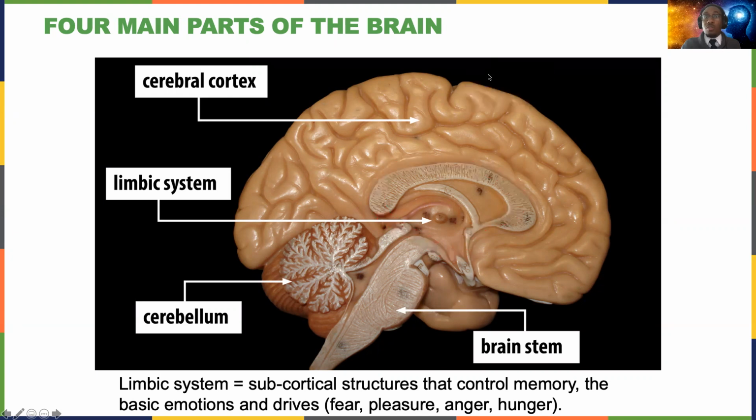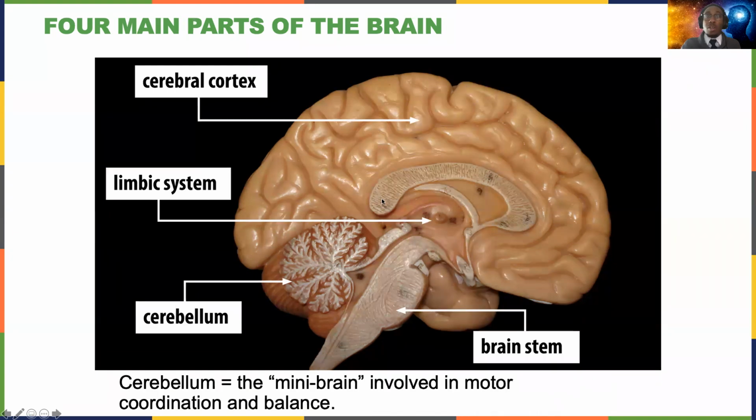The next major area of the brain is the cerebellum. So the cerebellum, this part right down here, the word cerebellum literally means mini brain, and it's called that because of how it looks like a miniature version of the rest of the cerebral cortex. And that's involved in motor coordination and balance.